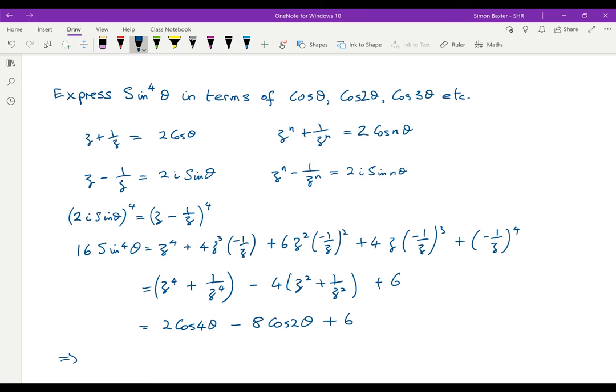Divide both sides by 16. 1 over 8. Let's make that a better 8. 1 over 8 cos 4 theta minus 1 over 2 cos 2 theta plus 3 over 8.